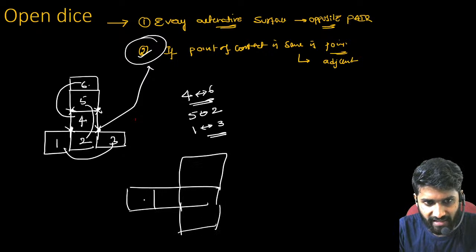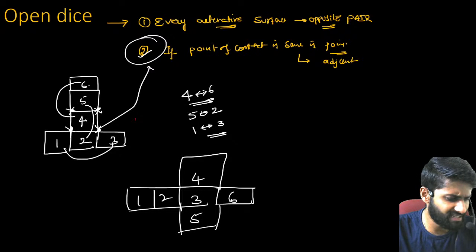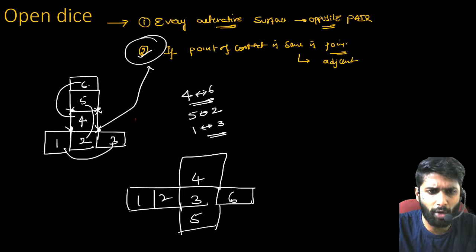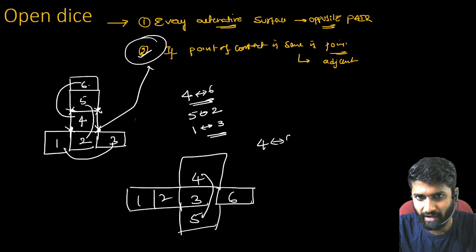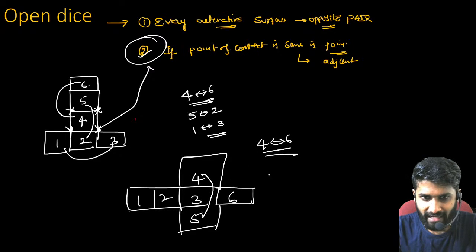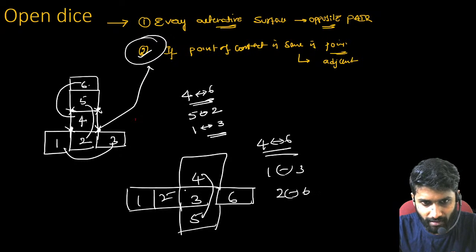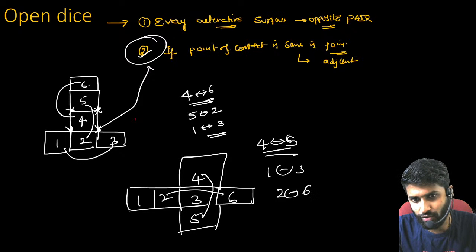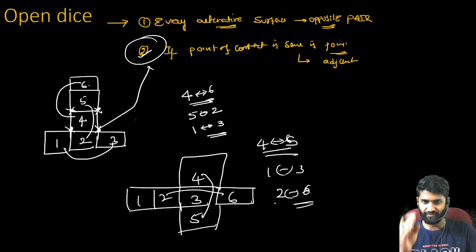In this way they give, for example, 1, 2, 3, 4, 5, 6, any figure they consider, guys. In any figure they give, what are the opposite pairs? See, simply 4 and 6 is the opposite pair. Next one, 1, 3 is a perfect opposite pair. 4, 5 and 2, 6 is a perfect opposite pair. In this way, if any diagram is given, just take it that every alternative surface is always the perfect opposite pair.